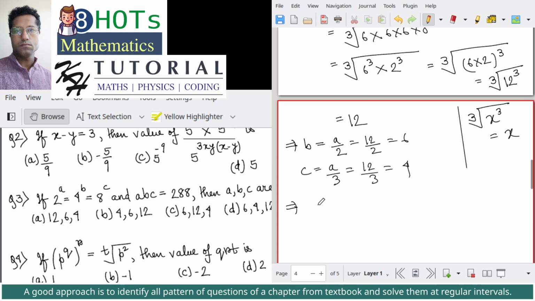So this implies A comma B comma C is equal to, what is A? A is 12, and what is B? 6 and 4. So 12 comma 6 comma 4 should be the values of A, B and C, and hence the correct choice is A. A is the correct choice.